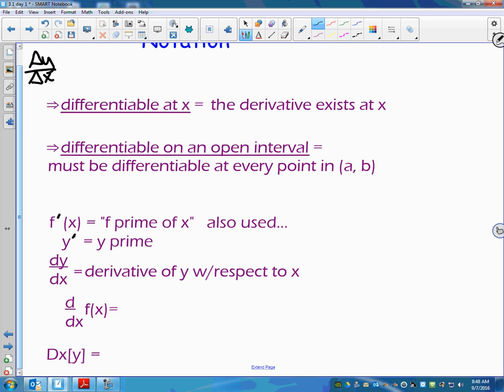Something that you'll see a lot when they ask you to take a derivative, and it always throws people, is that they'll say d over dx of a function. And again, think about y as the same as f of x, so that's interchangeable there. But this just means take the derivative of the function.